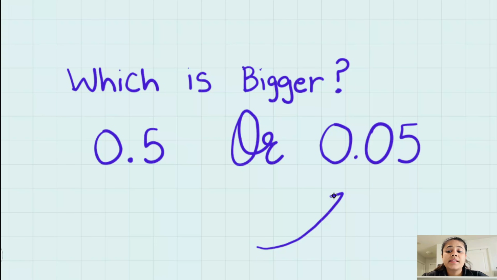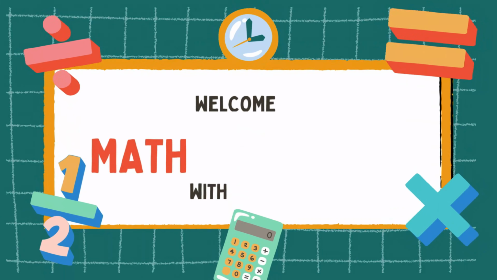Many students think that 0.05 is the greater number, but in actuality, 0.5 is the greater number. Why and how? We will understand this further in this video. Let's start.